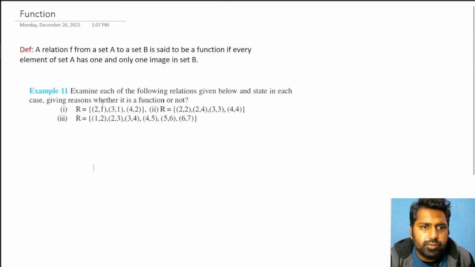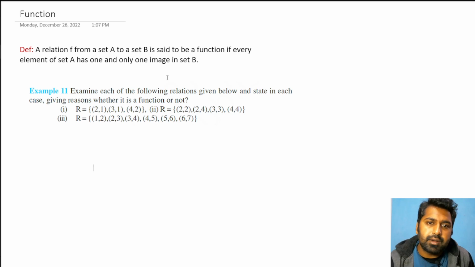Next, let's do functions. Now function is slightly interesting, I'll say. Not difficult as such, easy, but you have to understand the definition very clearly, and arrow diagram is a must, I'll say. I personally prefer arrow diagram to solve any question for relation. For function, first of all, let's see the definition itself.